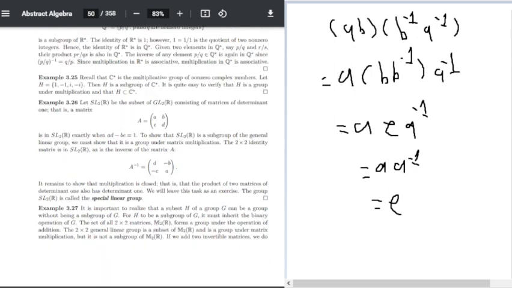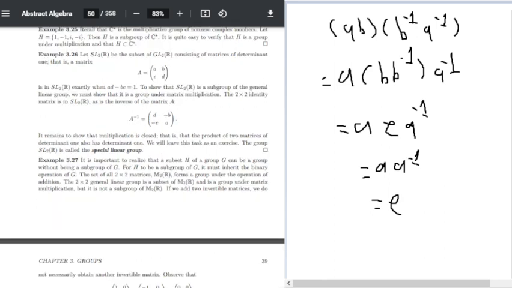Example 3.25. Recall that C star is the multiplicative group of non-zero complex numbers. Let H be equal to {1, negative 1, i, negative i}. Then H is a subgroup of C star. It is quite easy to verify that H is a group under multiplication, and that H is a subset of C star. We'll see eventually it corresponds to certain rigid symmetries of a square. The main thing that we have to worry about here is, first of all, every element has an inverse in this. So for example, the inverse of i is negative i. The inverse of negative 1 is negative 1. The inverse of negative i is i. And if we take any two elements in H and multiply them together, we get another element in H. And along with that, we have the identity element 1. Those are the big things for a subgroup to have.